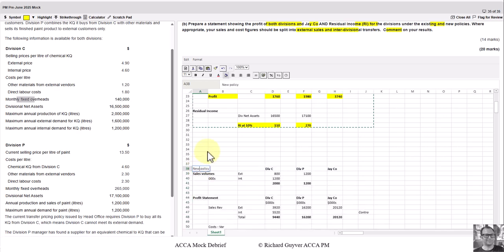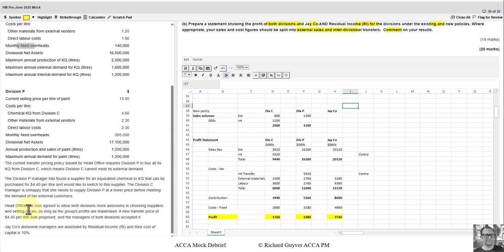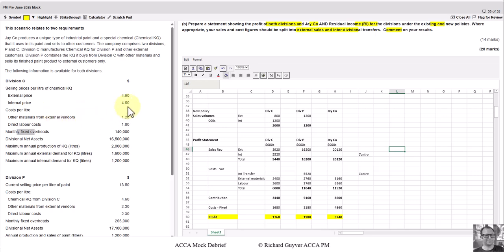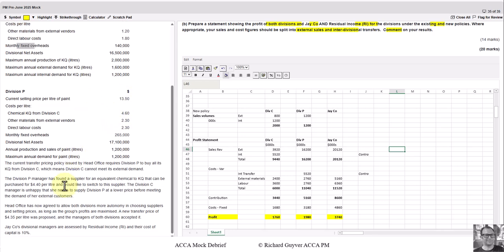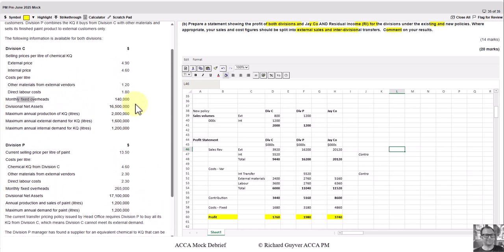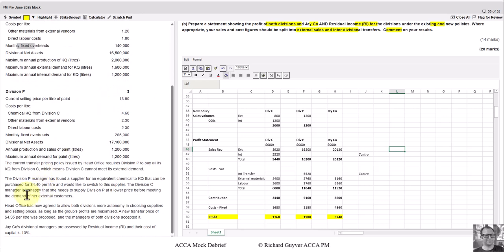Now I've got the new policy. What's the new policy? They can choose suppliers and the transfer price of $4.35 is proposed. Division C can sell externally or internally. Division P can buy externally or internally. And they're going to make a decision based on their capacity, the demand and the transfer price.